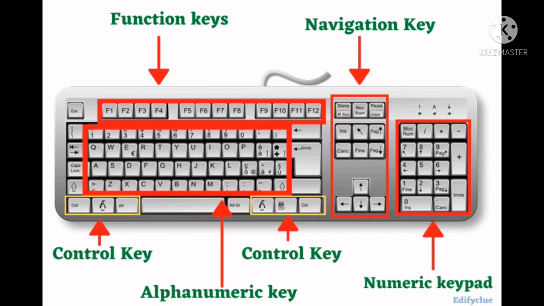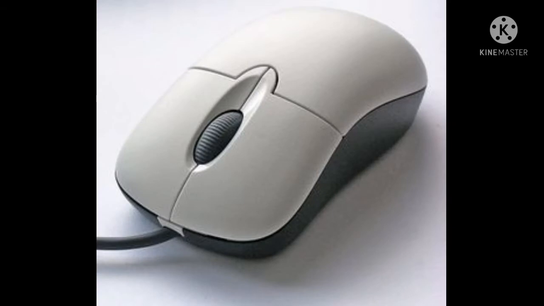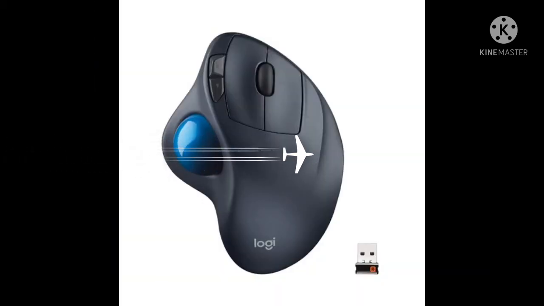Next input device: mouse. A mouse is a handheld pointing device. It has 2 buttons and a scroll wheel in the middle. You can single click, double click or right click the mouse to perform various functions such as selecting objects, selecting text, moving objects, drawing pictures. Next one is trackball. A trackball is a pointing device similar to a mouse. It has a ball on top. You move the cursor on the monitor by rolling the ball.